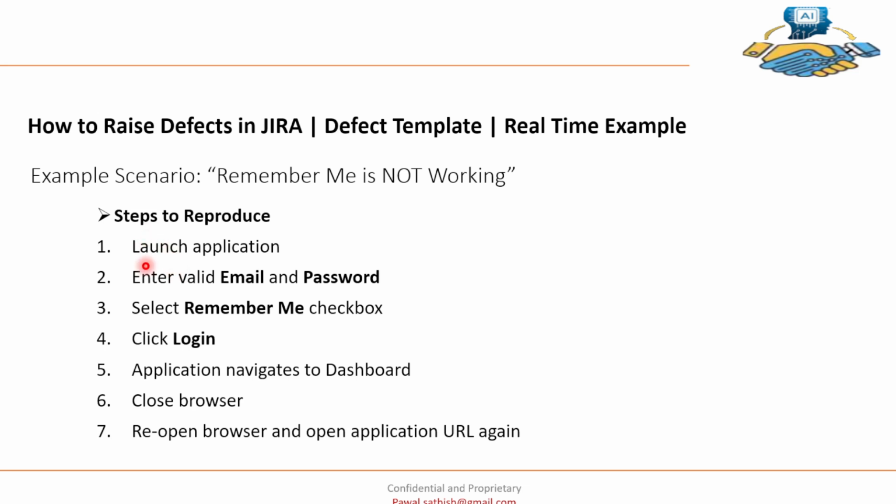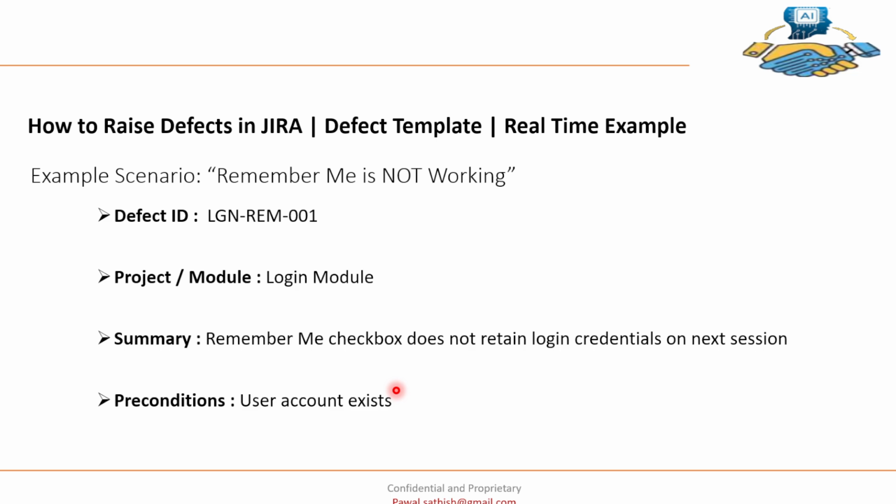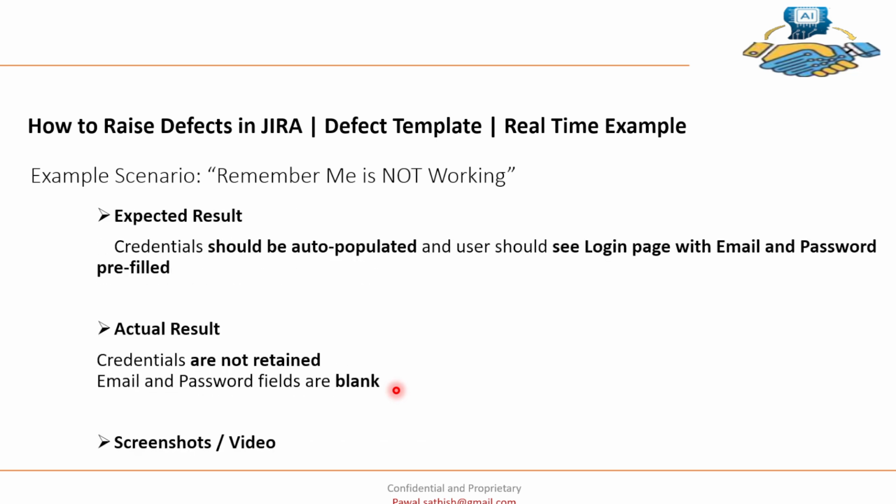The first step is launch the application, enter the valid email and password, select the remember me checkbox, click the login button, then the application navigates to the dashboard. Then close the browser, then reopen the browser and open the application URL again. These are the steps to reproduce. Then the expected result: credentials should be auto-populated and the user should see the login page with email and password pre-filled. But the actual result: credentials are not retained and the email and password fields are blank. If you see all these things, summary, preconditions, steps to reproduce, expected and actual, I believe the dev team will be able to replicate the issue.